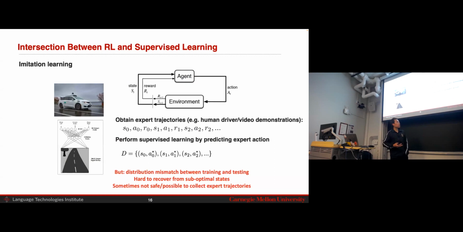But there's some intersections, of course. You can solve any reinforcement learning problem using a supervised learning paradigm. How do you do that? So this is how people used to build self-driving cars, right?